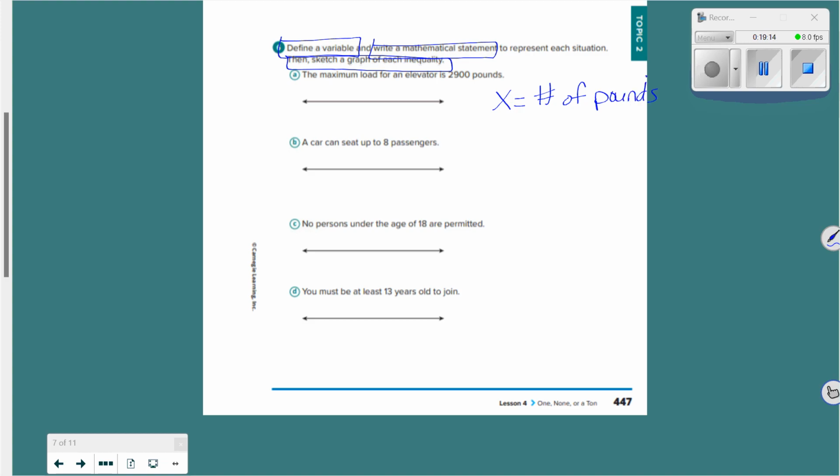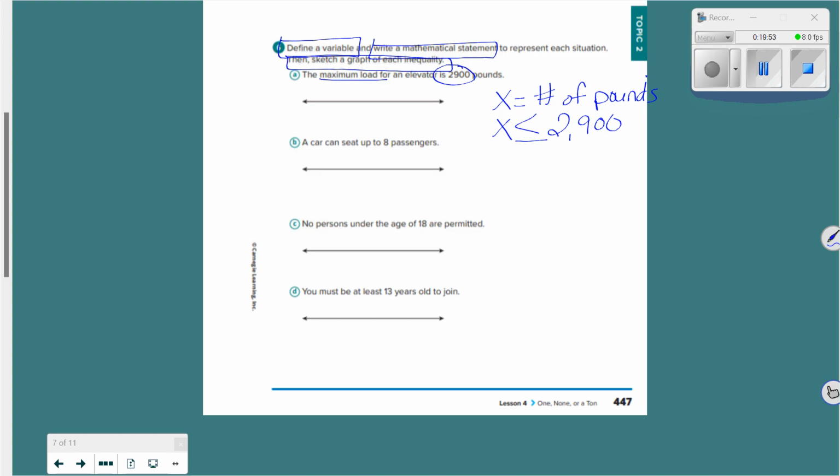We are talking about the number of pounds. My problem: I know I have X as my variable and 2,900 as my number. So I can start there. It says the maximum load is 2,900 pounds. Can it equal that? Yes, it says it is 2,900 pounds, so I'm going to put that line to show it can equal that. Can it be more than that? No. Can it be less than that? Yes. So it is less than or equal to.